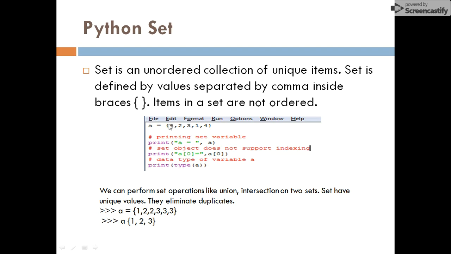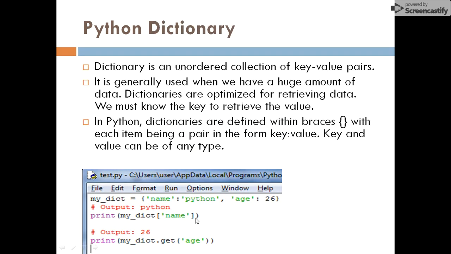They are not duplicates, and we are declaring them in curly braces, not in small brackets or square brackets. So in that case, it will represent a set. Items are not ordered, so if you have a specific problem in which you have to declare items in an unordered way, then you can use a set. And we can perform set operations like union, intersection, and all other operations that a set contains.